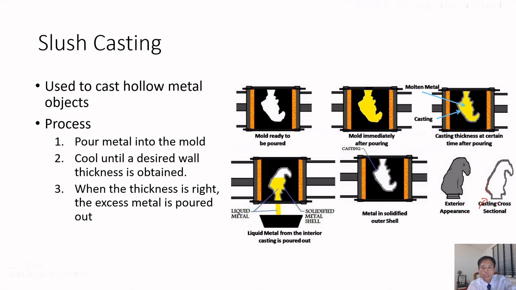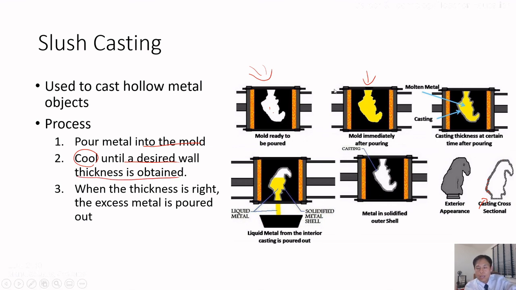To create this object, we need to create a kind of spatial mold called the slush mold. This mold is a negative mold, which means the inside is hollow. That is for the molten metal, and then we pour metal into the mold. That's the first step, and after that, we immediately start cooling until the desired wall thickness is obtained.